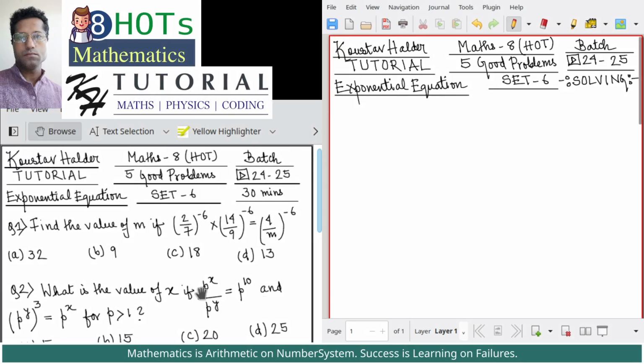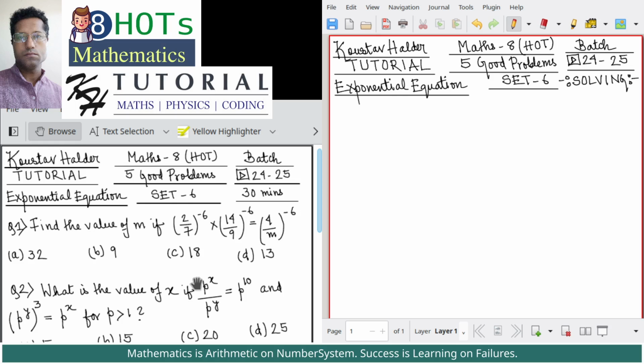Okay, so I think the fonts are big enough. On the left hand side, you can see the set of 5 good problems on exponential equation. I hope you can see them. The link of the PDF of this set of 5 good problems will be there in the description below. On the right hand side, I will solve the problems.